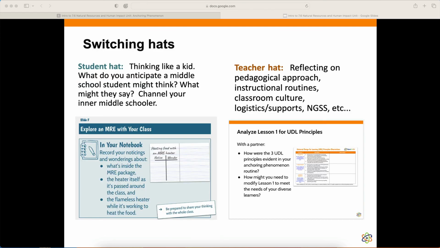And we will be switching hats. So primarily for our purposes, you'll be staying in student hat, and that means you'll be thinking like a kid. What do you anticipate a middle school student might think, and what might they say? At any point when the slide changes to kind of an orange hue, that means we're in teacher hat and we'll be reflecting on things. So you'll be asked to kind of look at your anchoring phenomena tracker when we're in teacher hat.